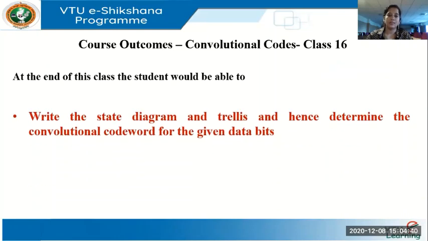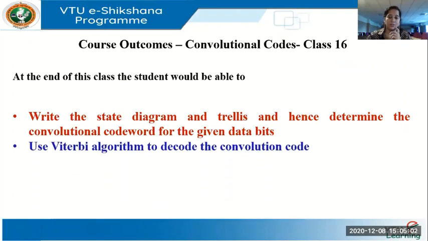We have already learned state diagram, state transition table, and the code tree. Today we'll be talking about how to write the trellis and then how to decode a convolutional code based on this trellis, known as the most popular method using the Viterbi algorithm. To use the Viterbi algorithm to decode the convolutional code.